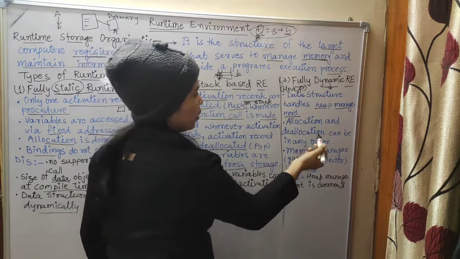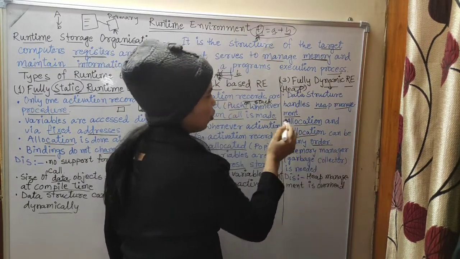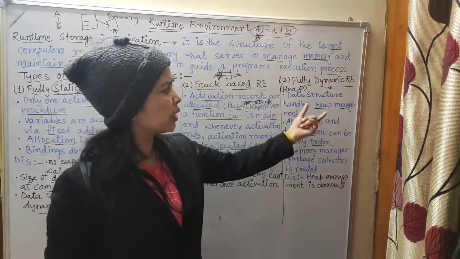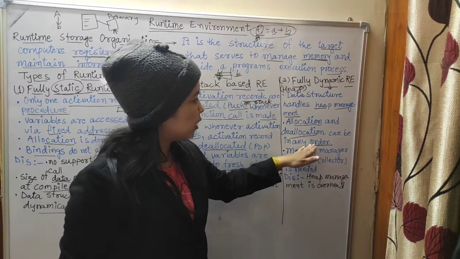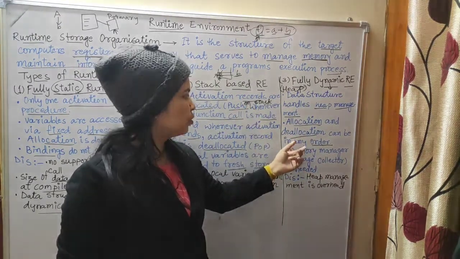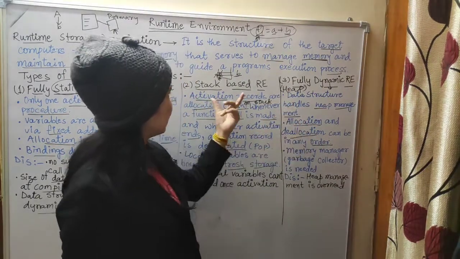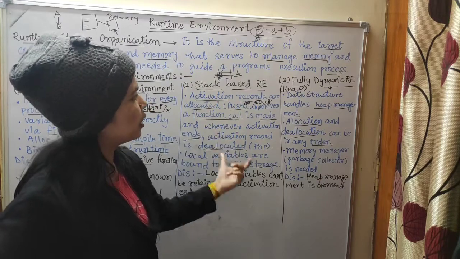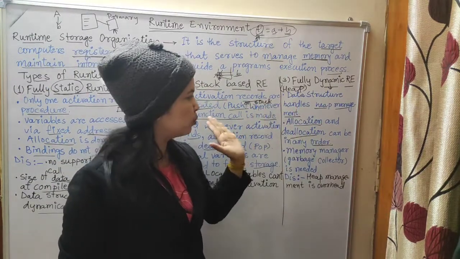Allocation and deallocation can be in any order. Why any order? Because heap management is given, so we can arrange them in any order. Allocation means pushing the data onto the stack, and deallocation means popping the data, that means removing the data.